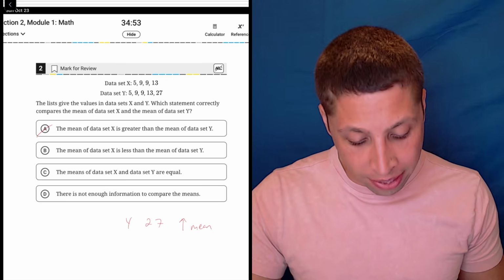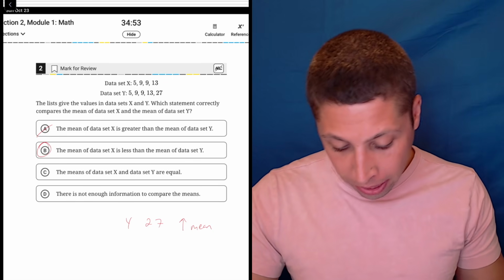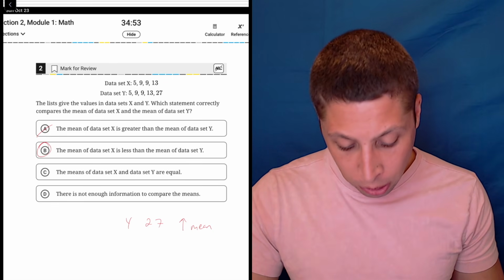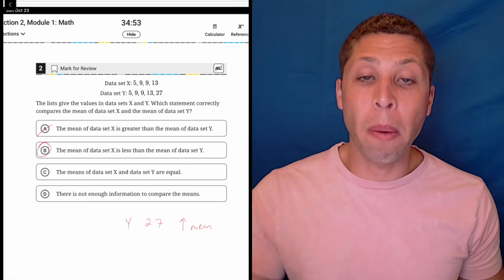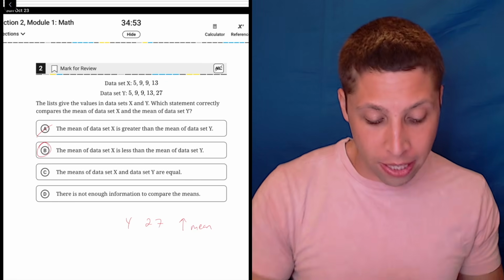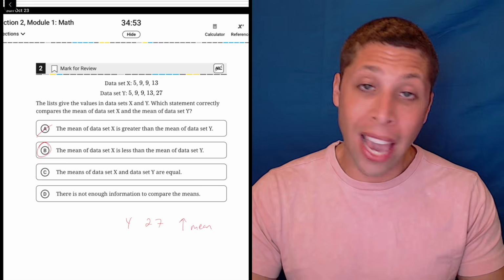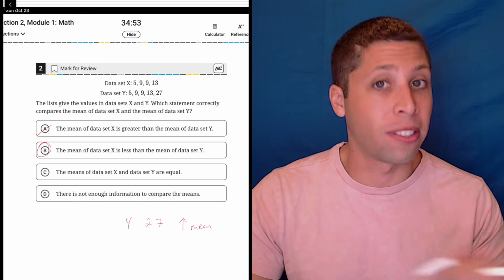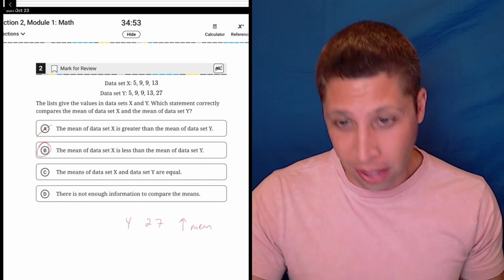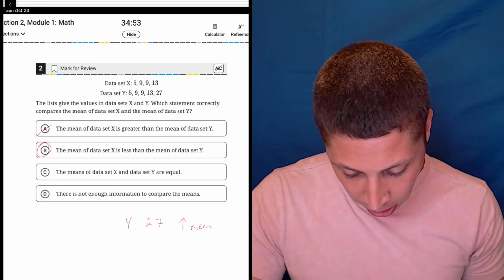So the mean of dataset X is greater than the mean of dataset Y? No. The mean of dataset X is less than the mean of dataset Y. That's probably it, but let's make sure. The means of the two are equal. There's not enough information. So we are. Just remember, mean is average, right? So you're summing in an extra number, so it's going to get higher. And you can cross out answer choices on the math section the same as you can on the reading and writing, so there's no reason not to do that. Okay, so there you go.